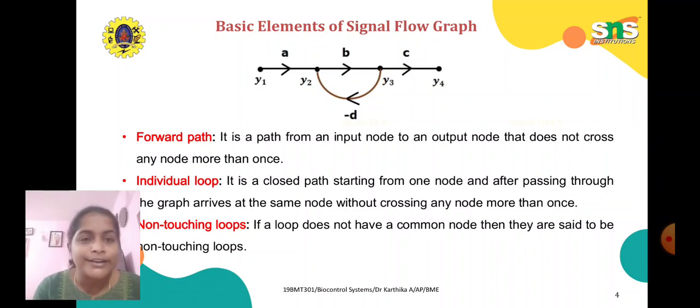See here. Your y1, y2, y3, y4 is your forward path in this example diagram. And the individual loop starts at y2, y3 and again ends at y2. Non-touching loops means loops that do not have a common node. Here we have only one loop, so there are no non-touching loops here. If we have two or more loops, then we can have non-touching loops.